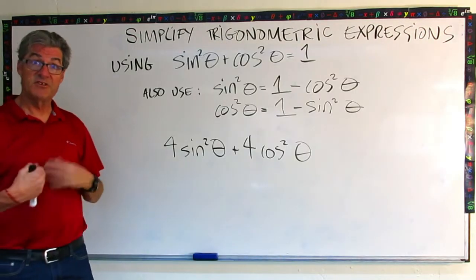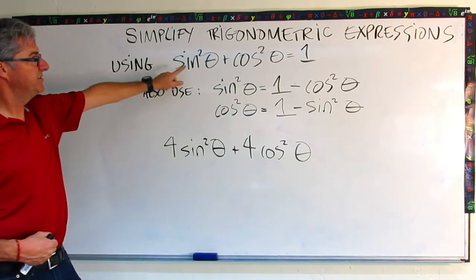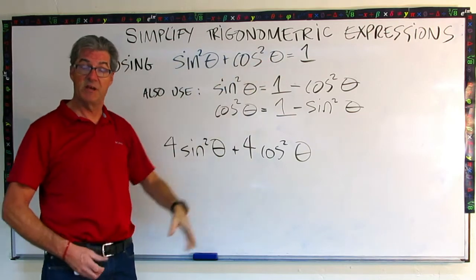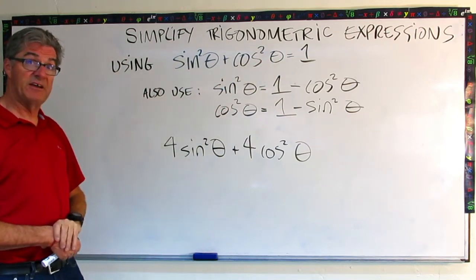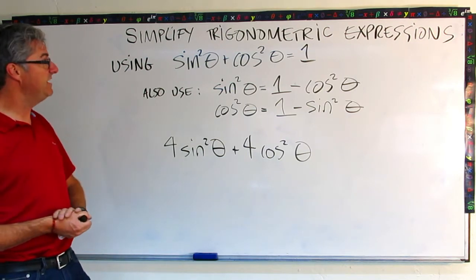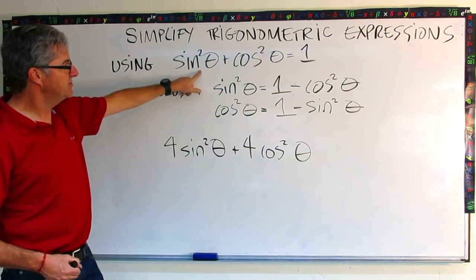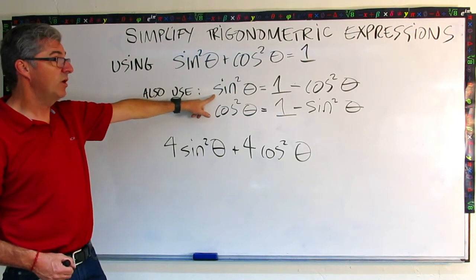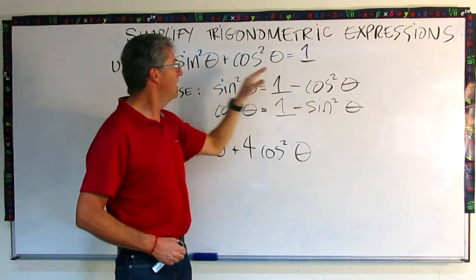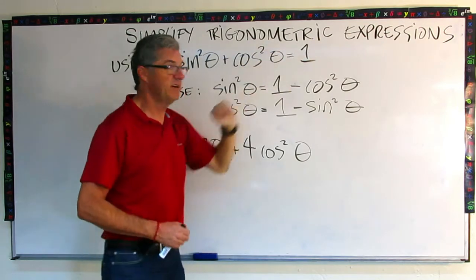Okay, now let's talk about some problems using the sine squared theta plus cosine squared theta equals 1. This was our trigonometry identity that we got several lessons back. Okay, now before I do a problem, I want to show you 2 closely related ones. I've taken this expression and solved it for sine squared theta. So sine squared theta is 1 minus cosine squared theta. I just moved the cosine squared theta over to the other side.